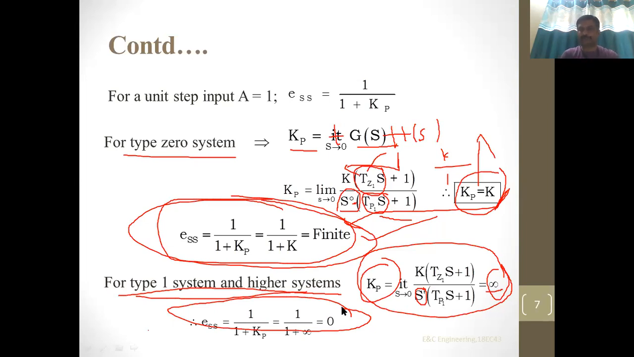Now we understood steady state error for step input and unit step input. Is it okay? And also the value of kp, that is position error constant. How would the expression for position error constant? Limit s tends to 0 g of s into h of s, that is kp. Now what is the steady state error for step input? A divided by 1 plus kp. For unit step, 1 divided by 1 plus kp. Now what is the value of kp for type 0? It is finite and steady state error is also finite. What is the value of steady state error and kp for type 1 and higher order system? kp is infinite and error is 0 from the mathematical analysis.